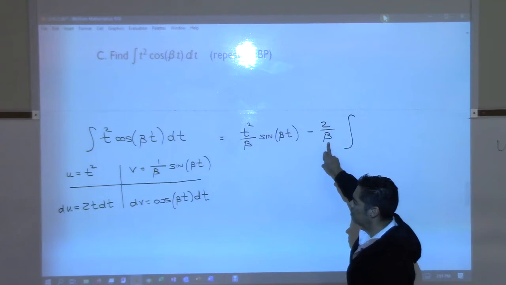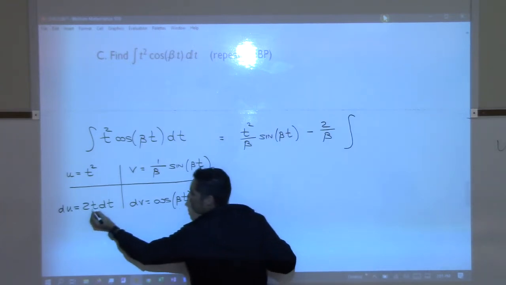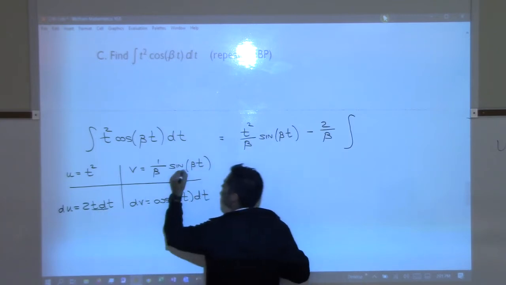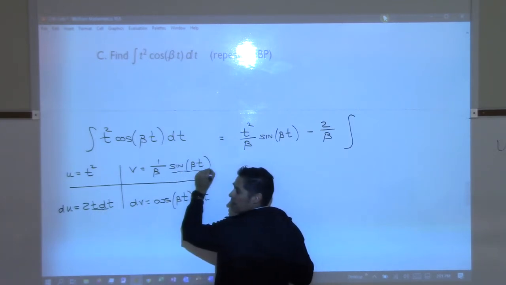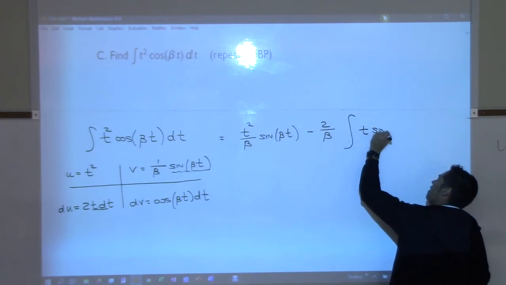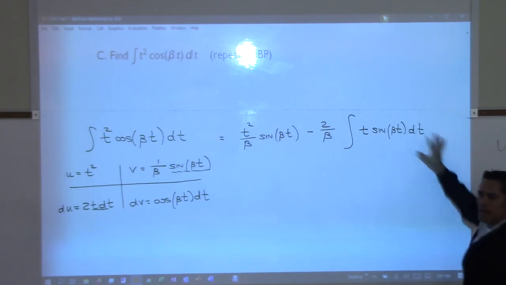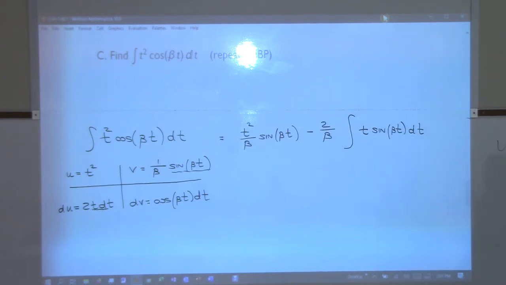Also t. So we still had the t, we still had the dt, and we still had the sine beta t. All those are still there, right? So I'm going to write that like this: t sine beta t dt. I'm going to just write it in that order because it looks best that way, right?